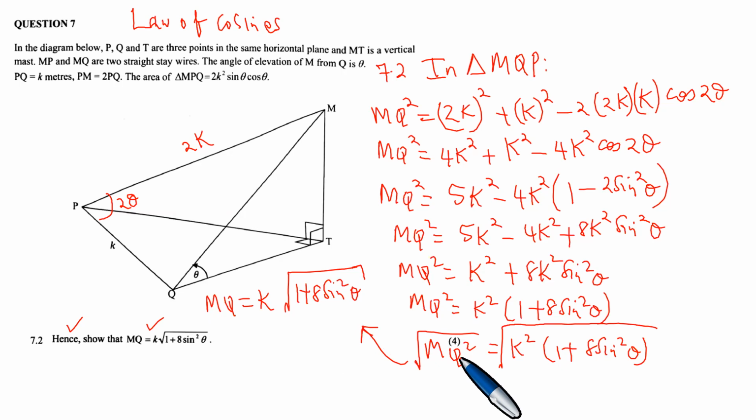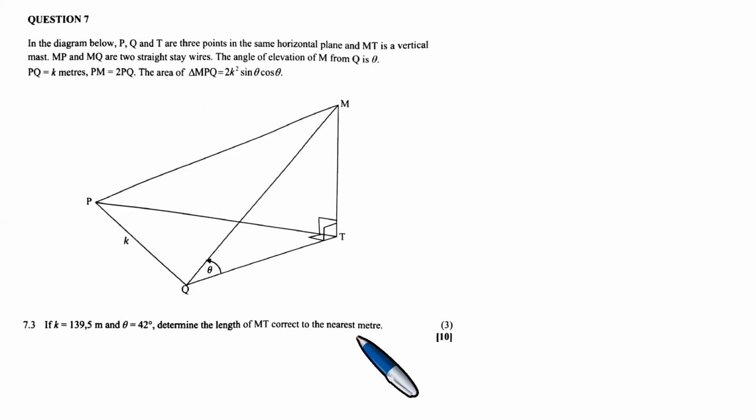We proceed to the next question because we have solved this one. All right, what is the next question? They went on to ask the students for a further 3 marks from the same province. They said if you have that K is this one and theta is this, determine the length of MT correct to the nearest meter. So they've told us that theta is 42 degrees, and that the length of side K is 139.5 meters.